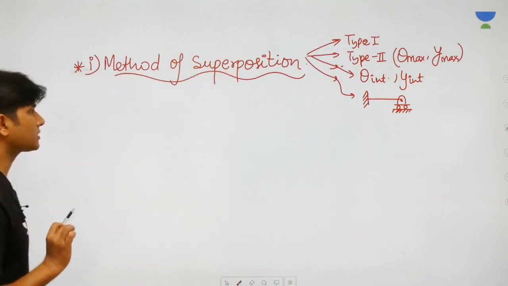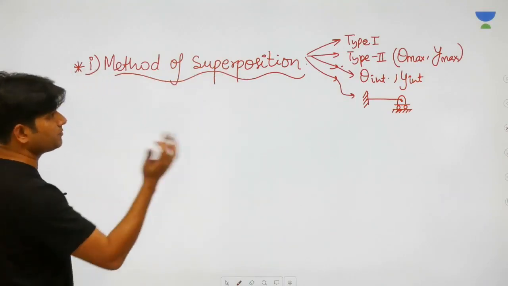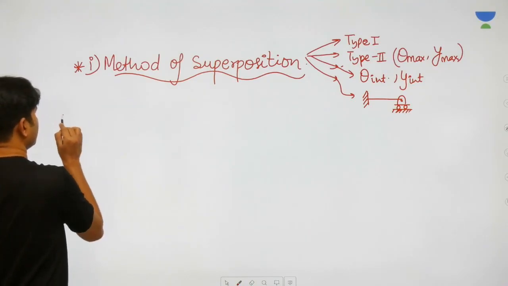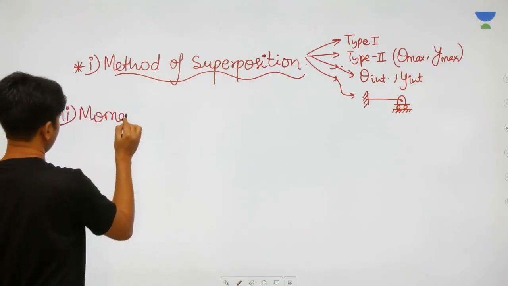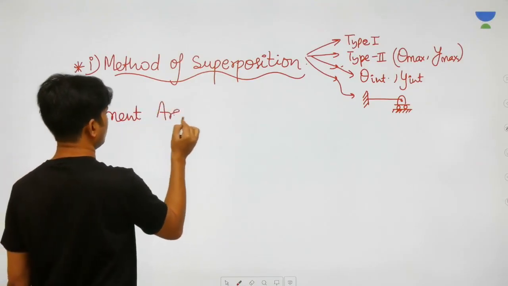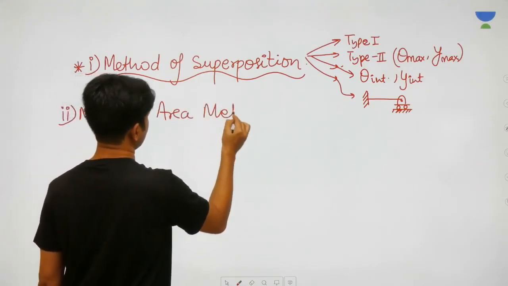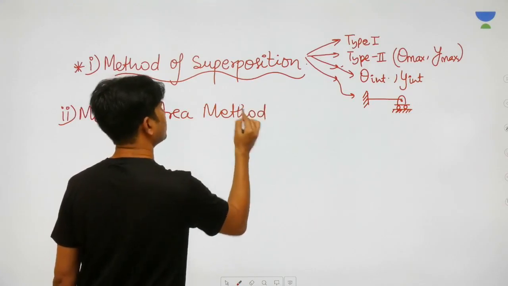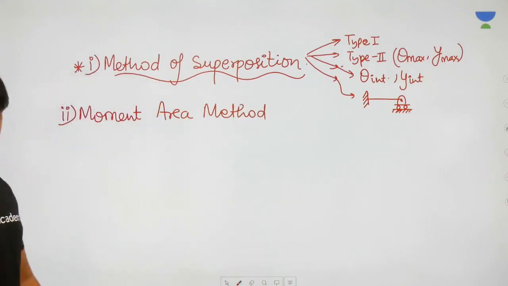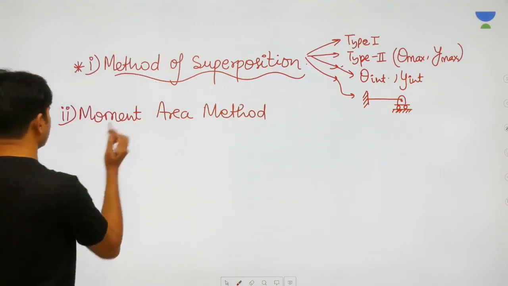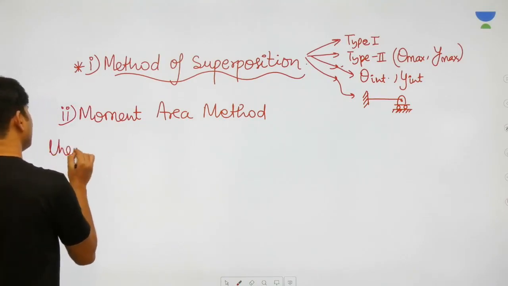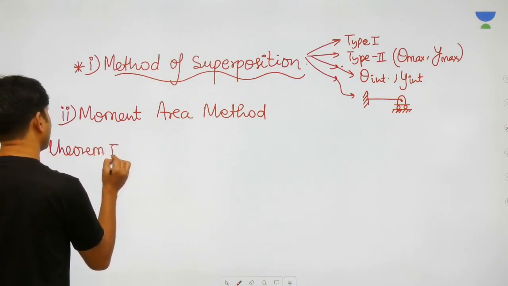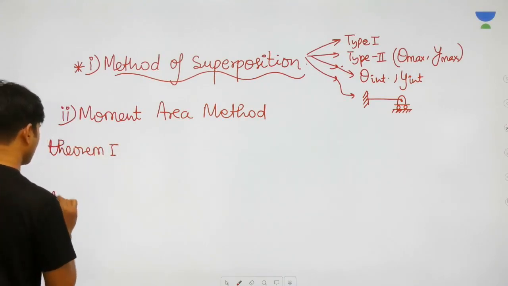But before we discuss that, let me just tell you about one more method. And this one more method is known by the name moment area method. This one more method that we are going to use for the other variety of problems is known by the name moment area method. Moment area method, my dear friends, has got 2 theorems.